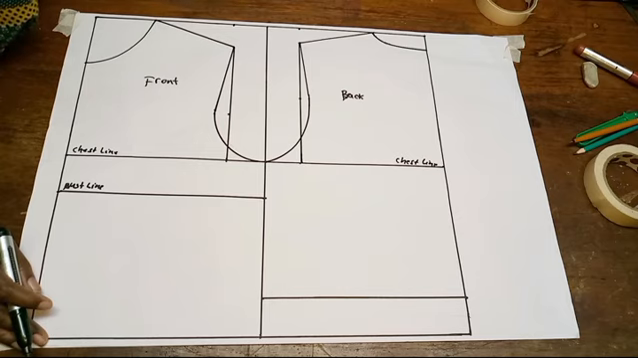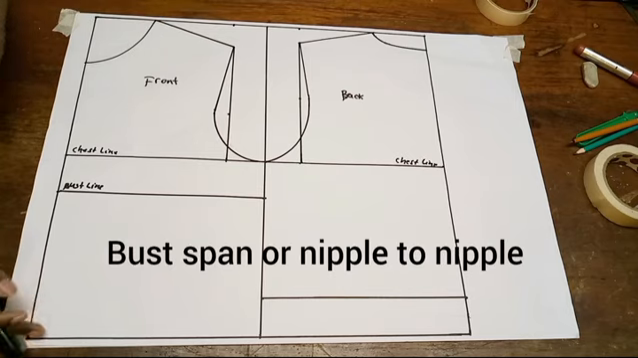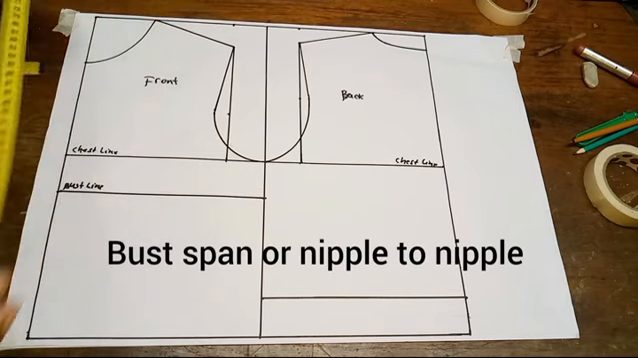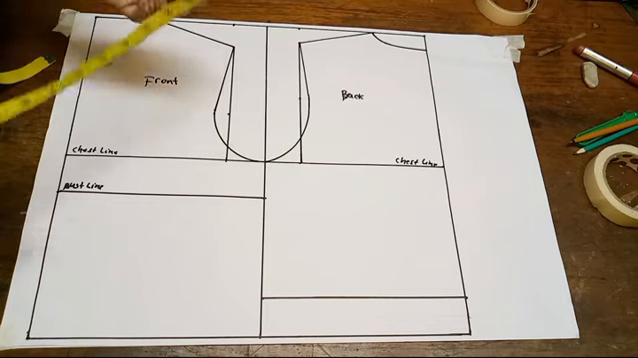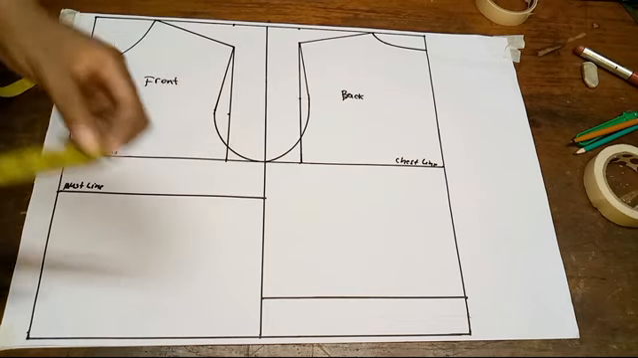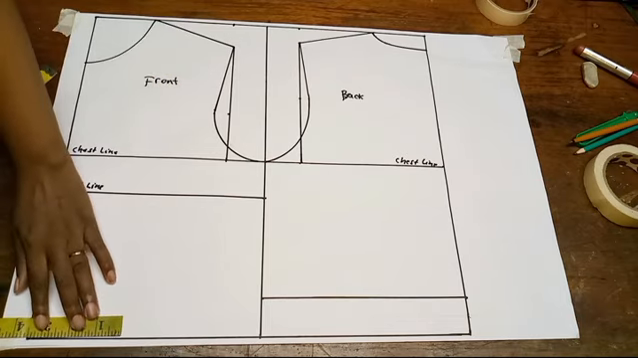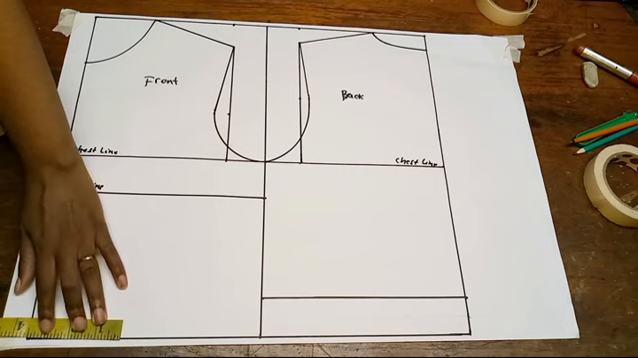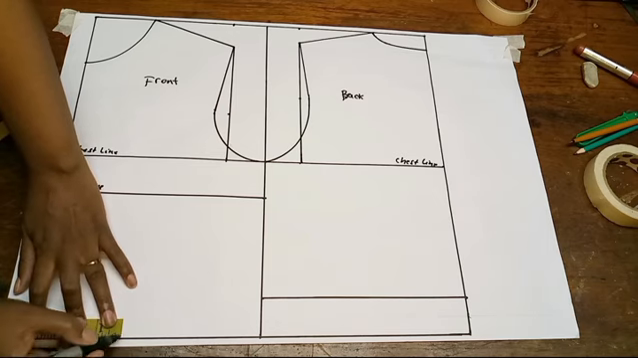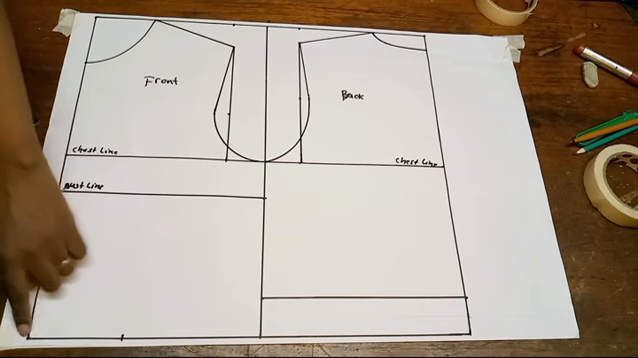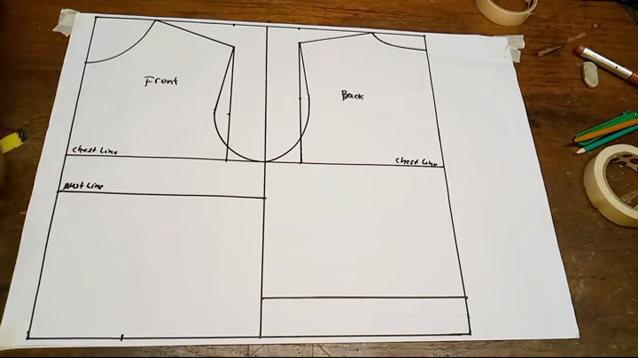Now I'm going to put my bust span measurement. My bust span measurement is 7 inches. 7 inches divided by 2 will give me 3.5 inches. I will mark my 3.5 inches here. This is my waistline. I'll mark my 3.5 inches here. This is my waistline for the front.